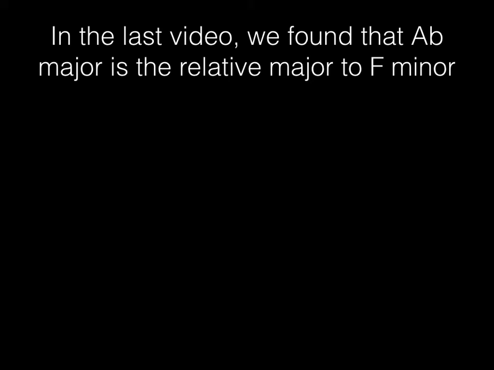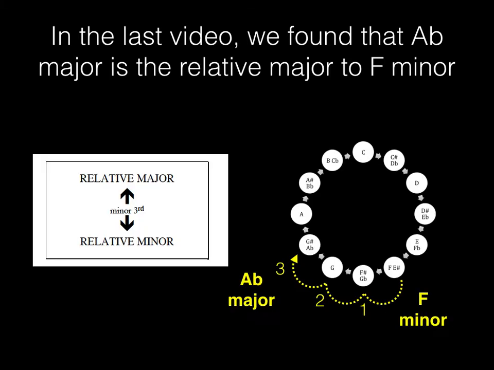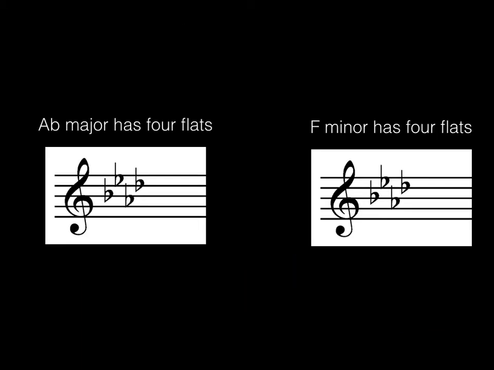Now in the last video, we found that A flat major is the relative major to F minor. We did this by counting up 3 half steps from F to get A flat. And this means that A flat, which has 4 flats, is going to have the same key signature as F minor. So F minor will also have 4 flats because these are relative keys.